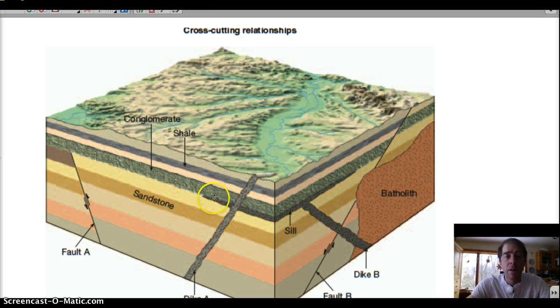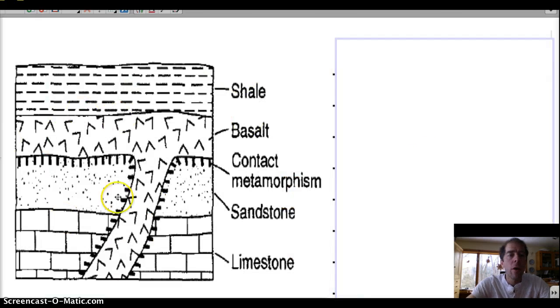Now, if it was an area where it extruded onto the surface, then you would only have contact metamorphism with the area that was there before that extrusion. So it would just be the top layer that would have that contact metamorphism, along with any of the area that was in that intrusion as well. So this is one of the ways that we can tell.